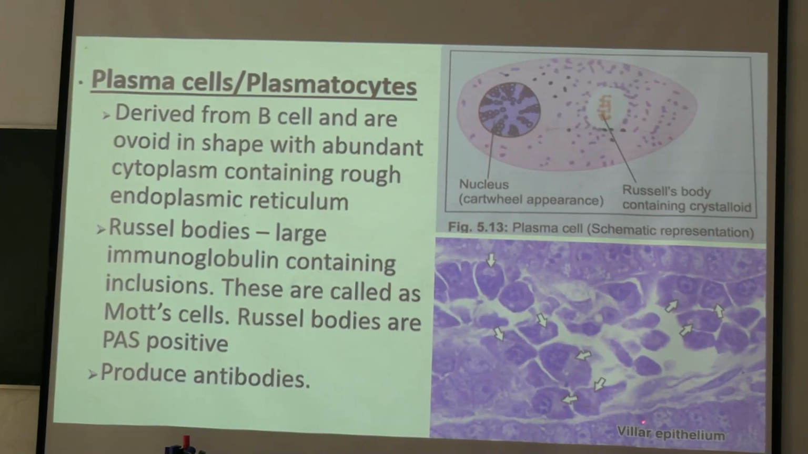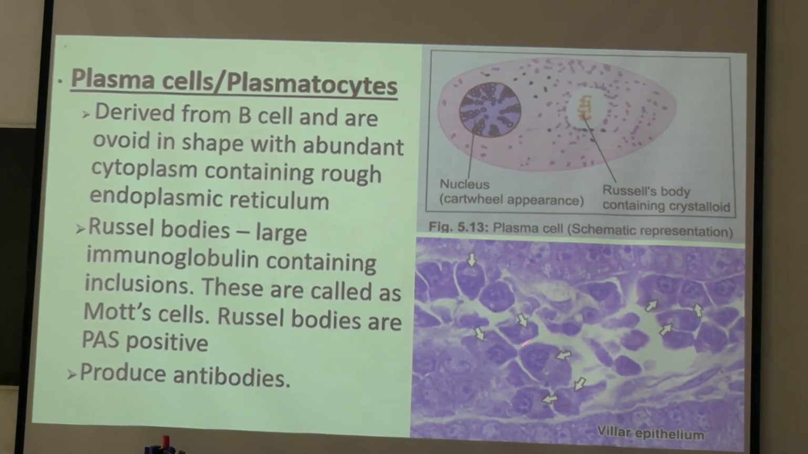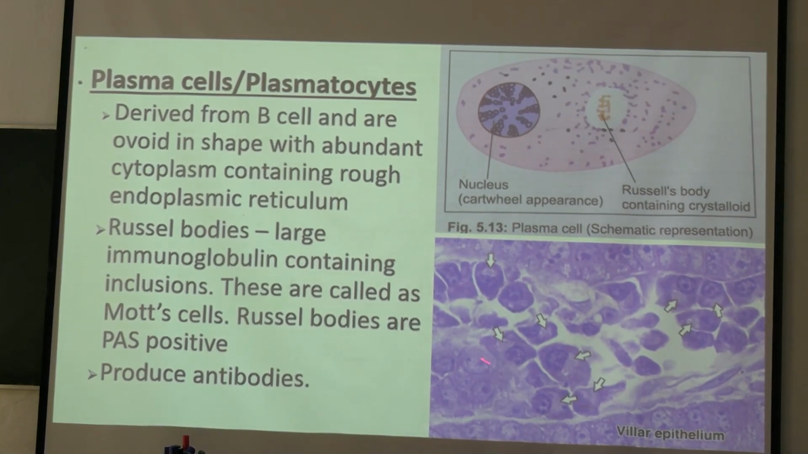See here, this is velar epithelium. Here you can see these are the plasma cells. Plasma cells show the nucleus with a cartwheel appearance. Here is also a cartwheel type of nucleus you can see. And here is one Russell body. The Russell body has been shown.